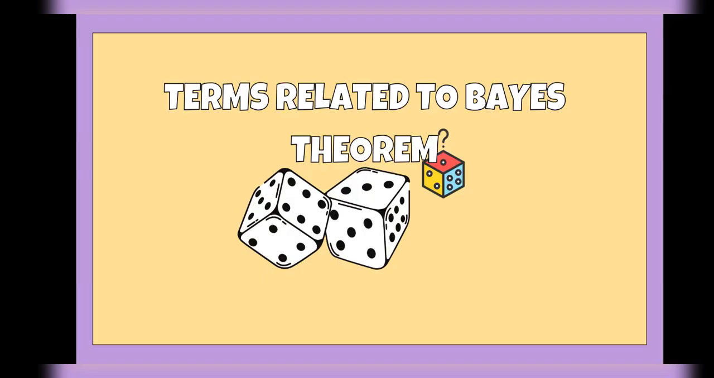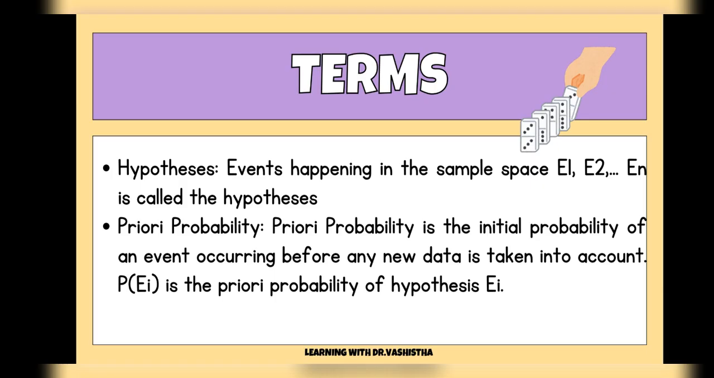Now there are certain associated terms. Let's see them. The very first and most common is hypotheses. We generally call them assumptions. Here they are the events happening in any sample space, events like E1, E2 or n number of events. They are known as the hypotheses. Then comes the prior probability. Prior probability is the initial probability of an event occurring before any new data or information is taken into account. Probability of any event Ei is the prior probability of the hypothesis Ei.